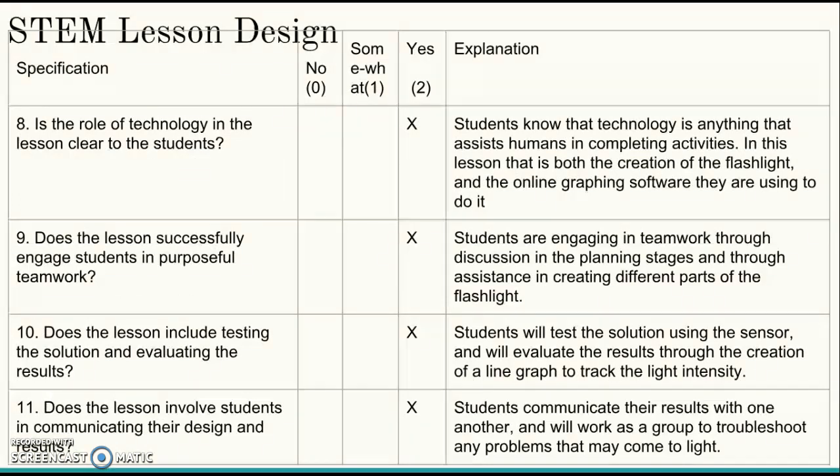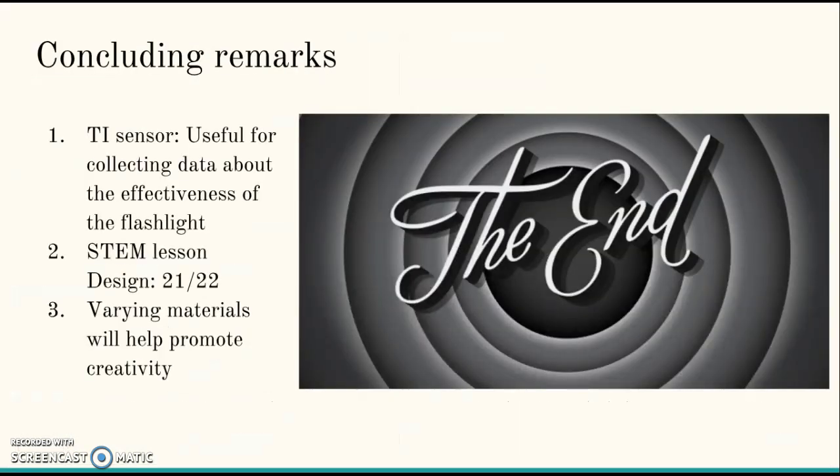As you can see, everything else ended up with a 2. So my final remarks, the TI sensor was useful for collecting actual data about the effectiveness of the flashlight. The STEM lesson design was a 21 out of 22, and varying the materials will help promote creativity in the students.